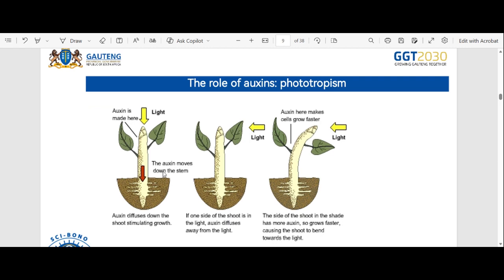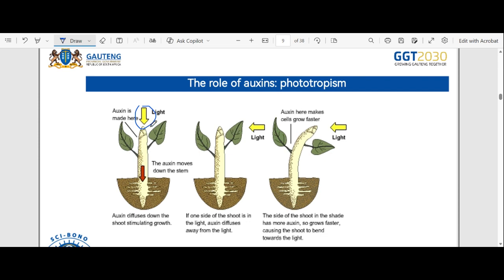Okay, now let's look at this first picture. As you can see, a plant is exposed to uniform light. Uniform means equal lighting, right? So it gets light from all sides. Does that make sense? So it gets light all around, and the light is distributed equally or evenly, right?